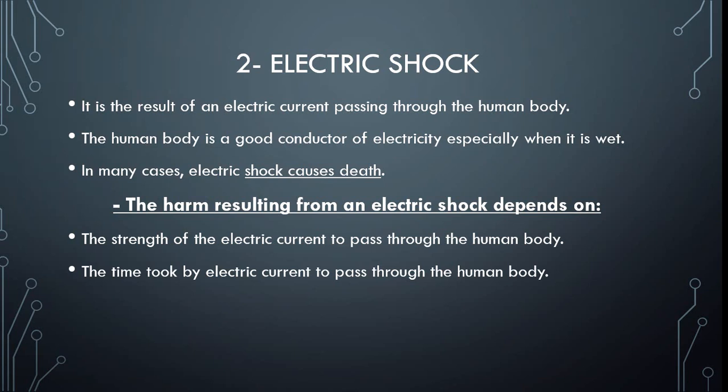The second factor on which the harm from electric shock depends is the time the electric current takes to pass through the human body. It means for how long the human body was exposed to the electric current: 1 second, 2 seconds, 2 minutes, 3 minutes, 5 minutes, 10 minutes. It definitely affects the strength and the harm caused by the electric shock.